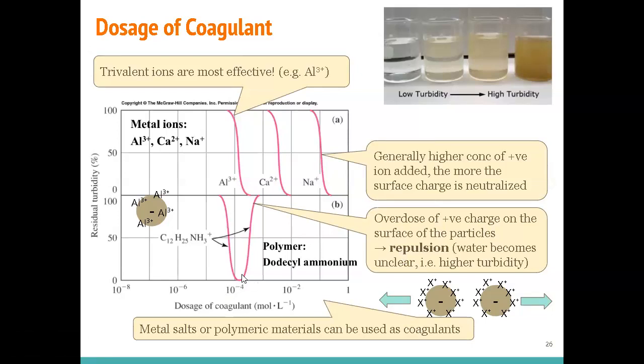Why do we have this overdose situation? It's because you're adding too much positive charge, and the positive charge starts to repulse each other again. So you're going back to higher turbidity. And you don't want that. So whenever you want to add the coagulant to your water, you might need to read this graph first.